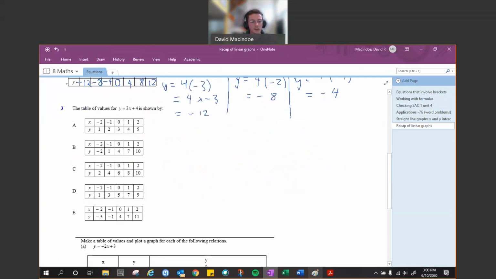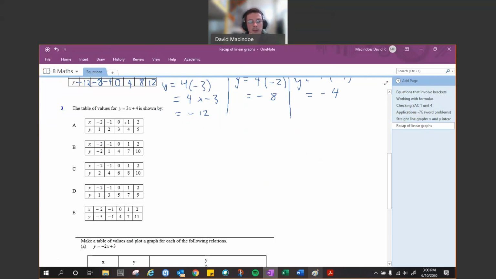All right. Let's do another example. This one, we're told a rule, told to find its table of values. Let's have a look. So all of them, it appears, have on the x-axis just -2, -1, 0, 1, 2, all those whole numbers.